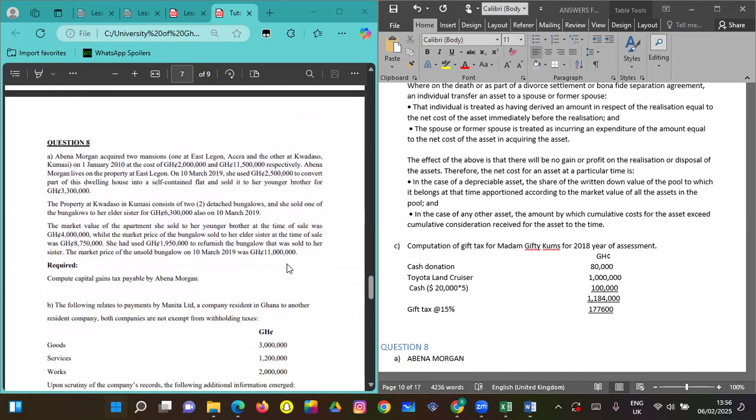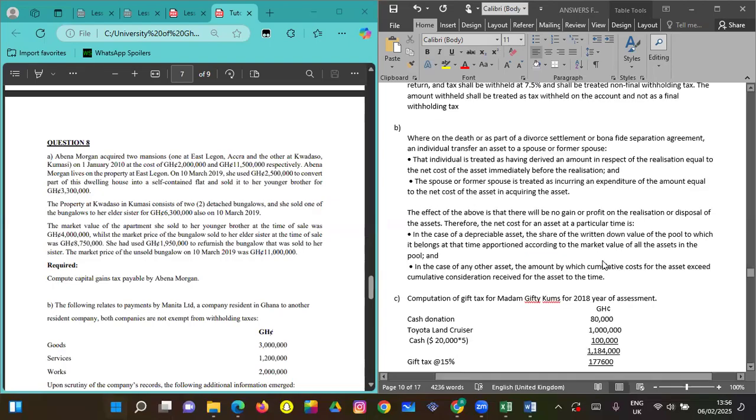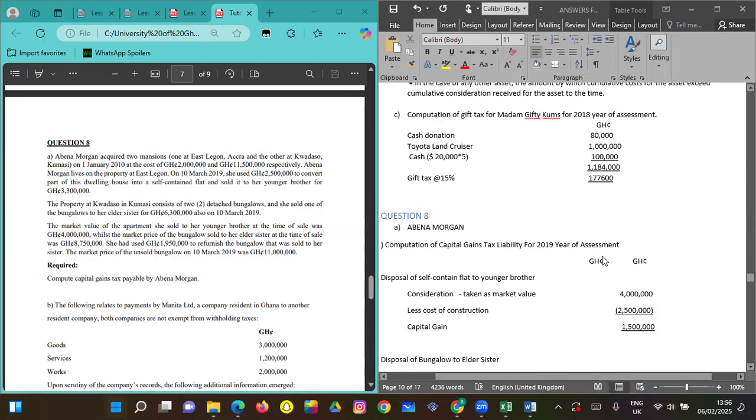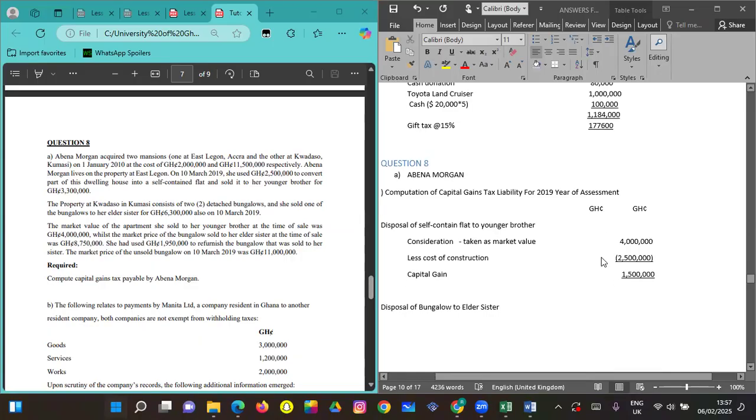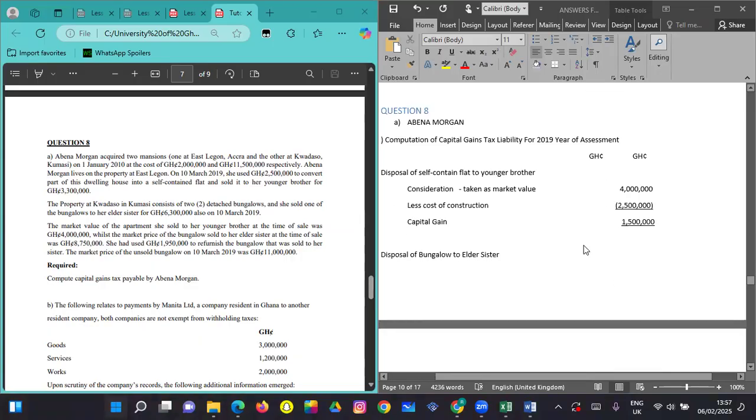Question 8. Abnormal organ. This is somewhat technical. This is what I'm saying: it's unlikely that they will give us a question like this, but in case, the answer is here, you can go through.